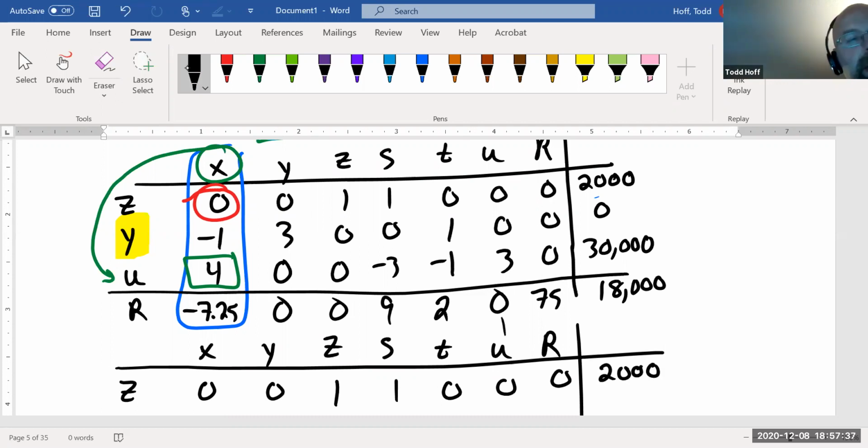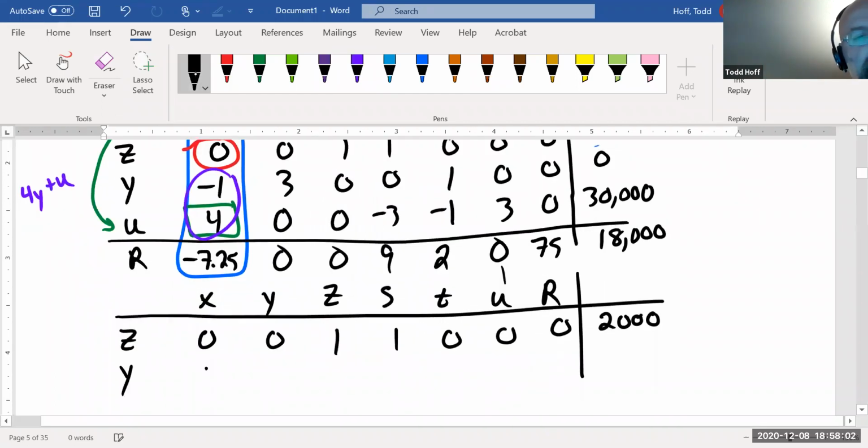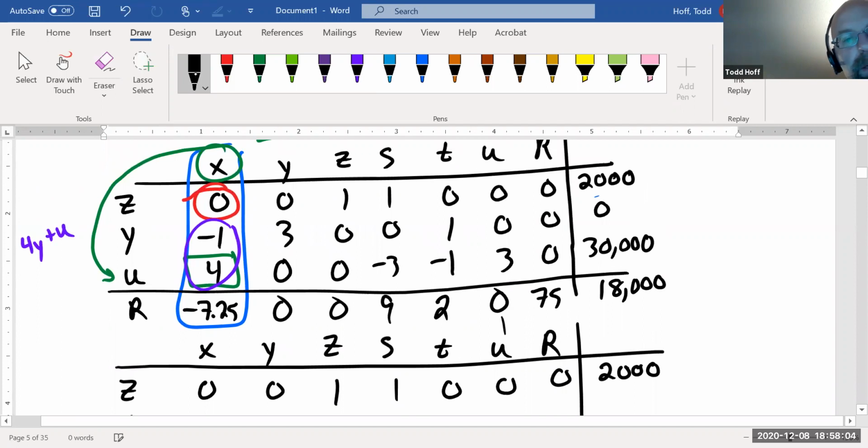Row Y. I'm going to get rid of that highlighting there, it is not serving any purpose anymore. Row Y is a -1. So to clear that, it's going to be 5 times row Y plus row U. Or sorry, 4 times row Y plus row U. 4 times -1 is -4. Plus 4 is 0. So that one is cleared, but we got to do everything else in the row.